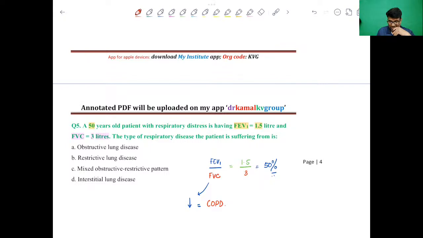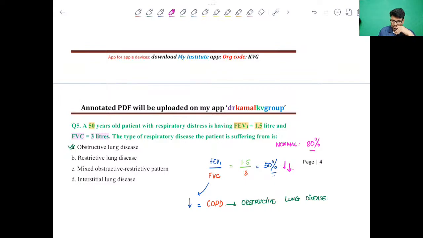That is suggestive of obstructive pattern. Very good, Zaim Khan. So this is obstructive pattern, right? So obstructive lung disease. Clear? So the answer will be option A here, because the value is far less than the normal. Normally the value should be around 80%. Clear? But here it is reduced, and reduced FEV1 to FVC ratio is obstructive lung disease, right?